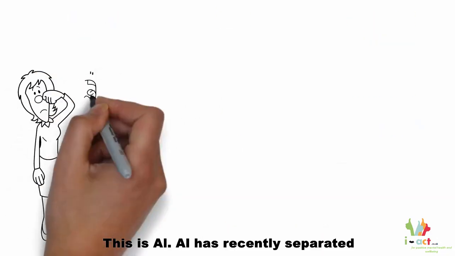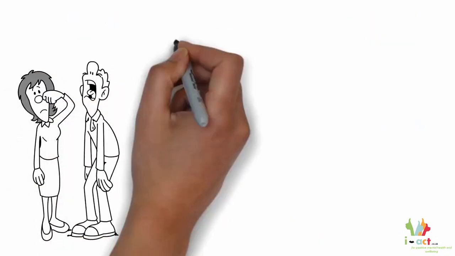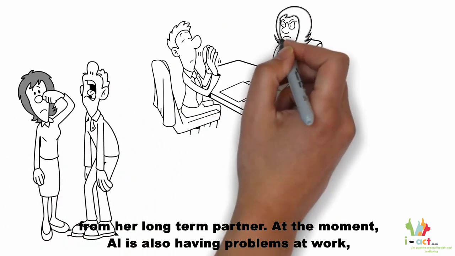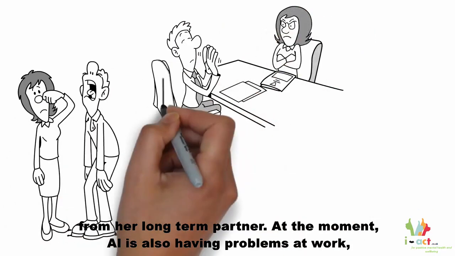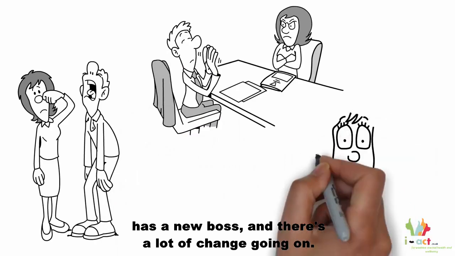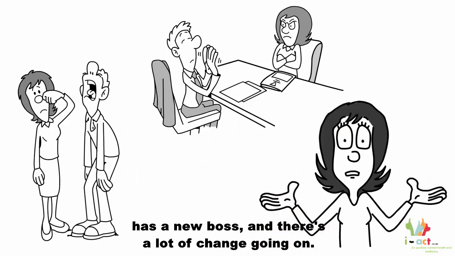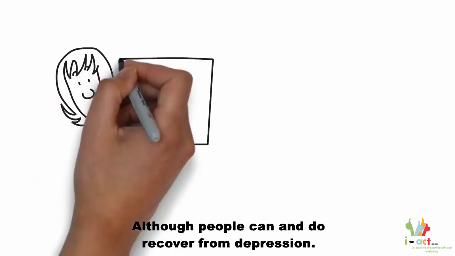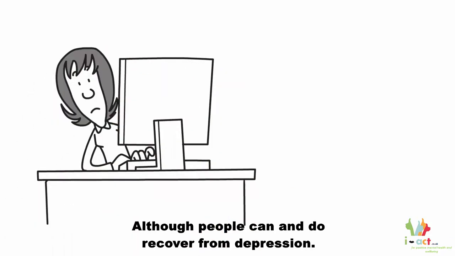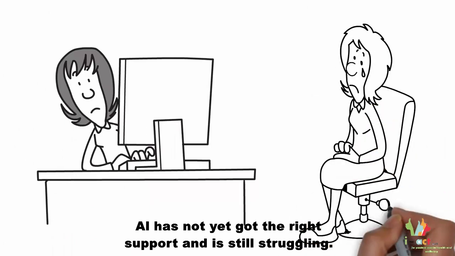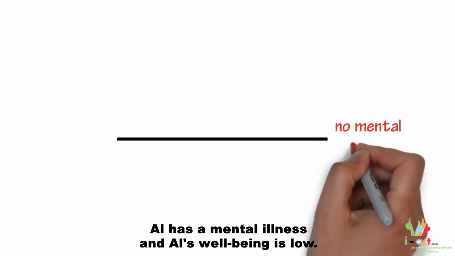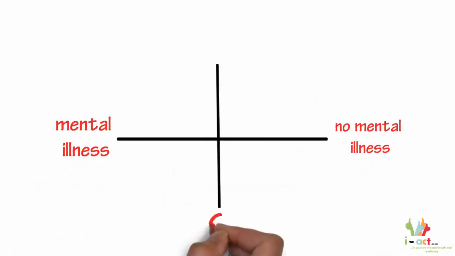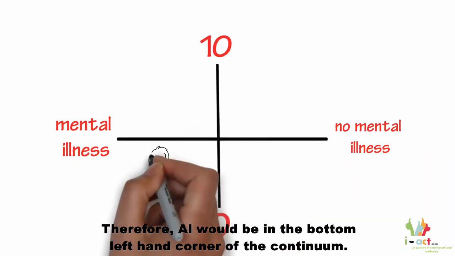This is Al. Al has recently separated from her long-term partner. At the moment, Al is also having problems at work, has a new boss, and there's a lot of change going on. Al was recently diagnosed with depression. Although people can and do recover from depression, Al has not yet got the right support and is still struggling. Al has a mental illness, and Al's well-being is low. Therefore, Al would be in the bottom left-hand corner of the continuum.